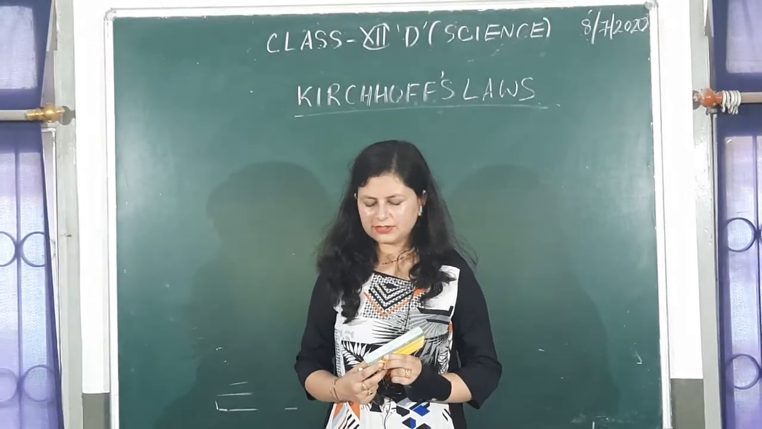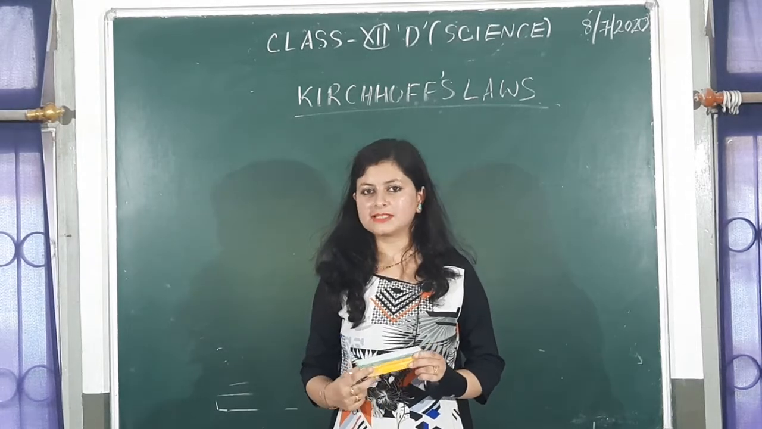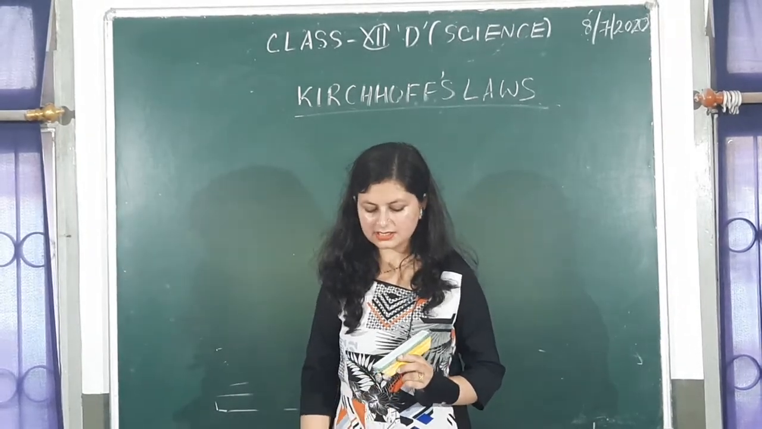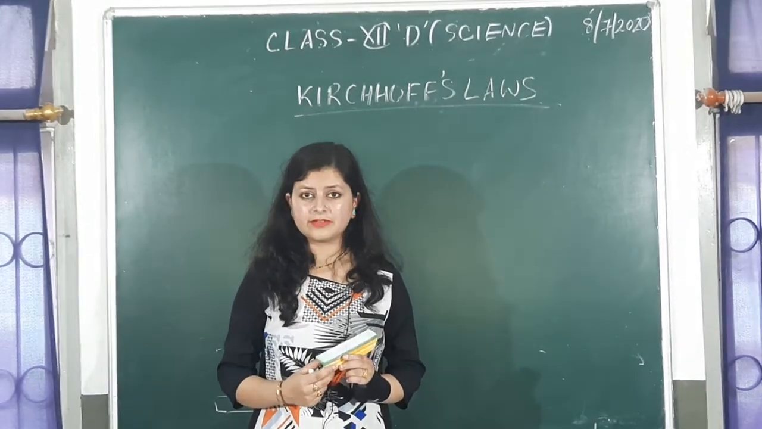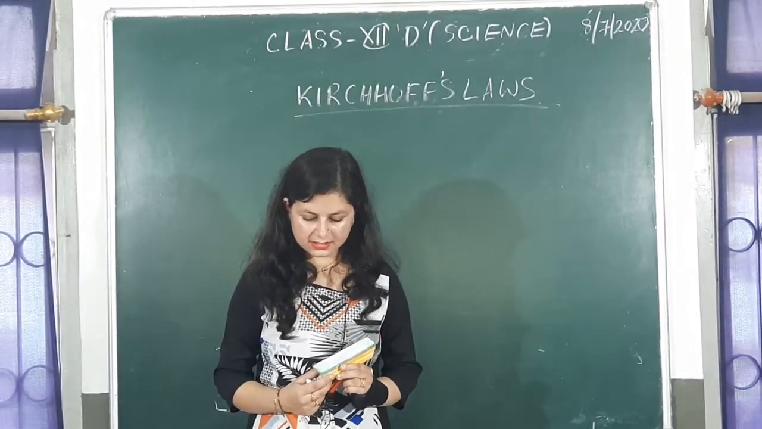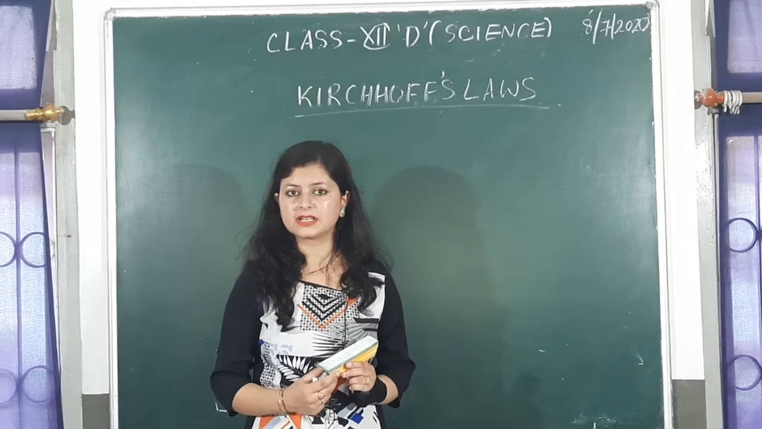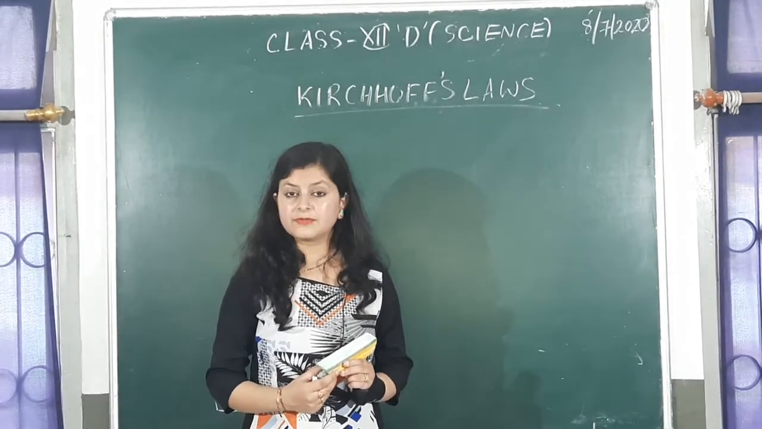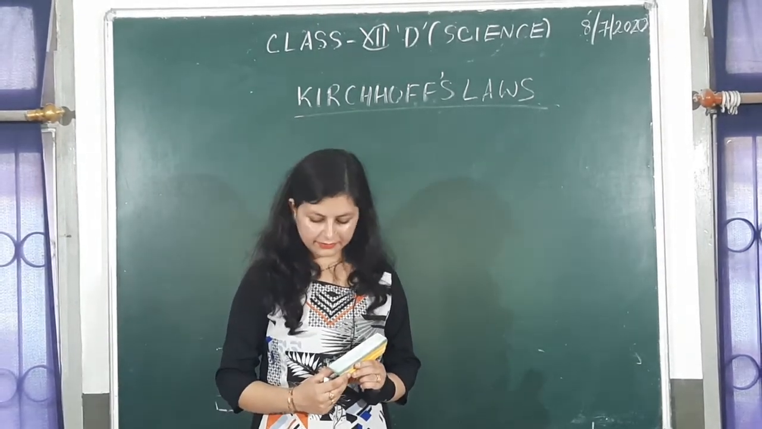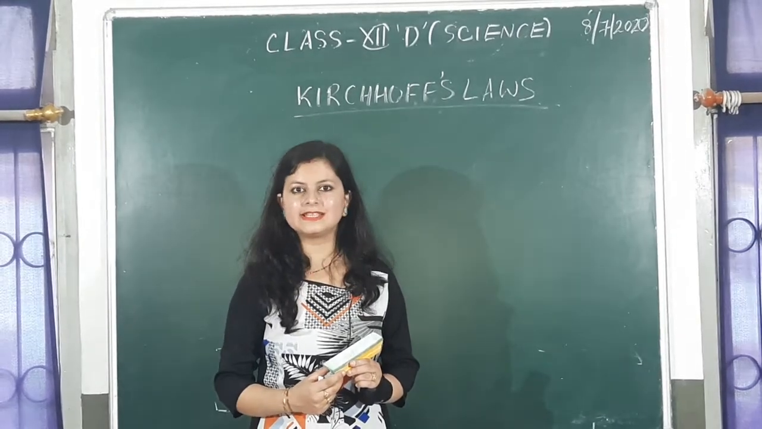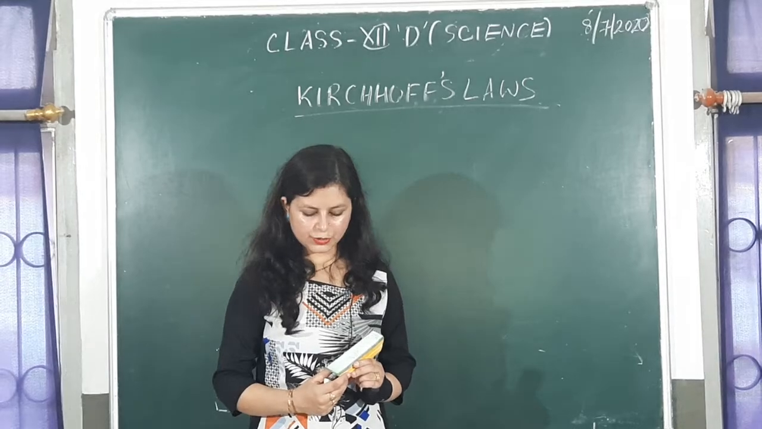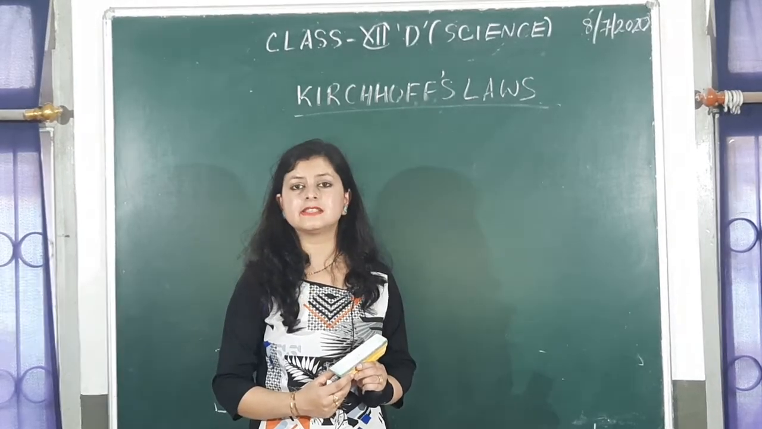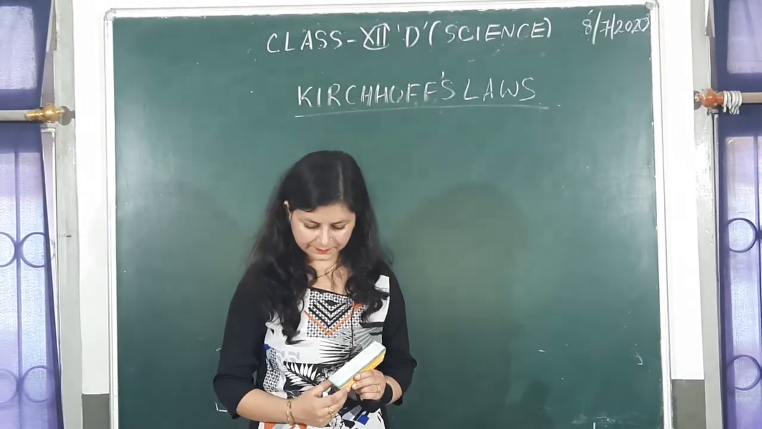We are moving to the last section of Unit 2, that is current electricity, and the last section is Kirchhoff's laws. These laws address the law of conservation of energy and charge in the context of electrical circuits. These laws were first published by Gustav Kirchhoff in the year 1845. And these are extremely useful and helpful for the analysis of closed circuits.